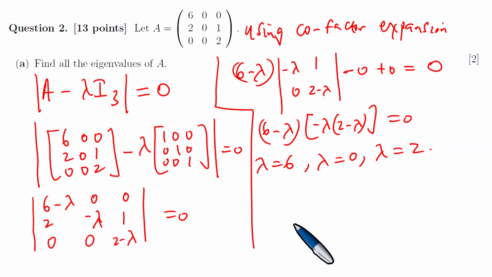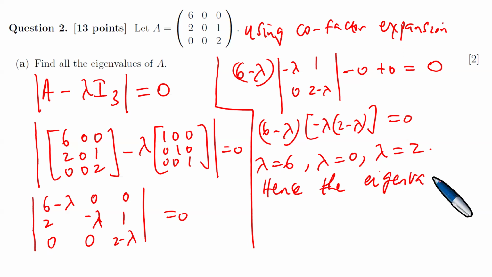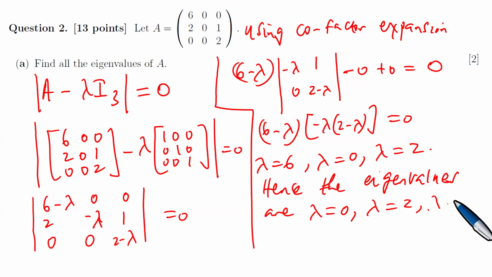Okay, so these are the actual eigenvalues. The eigenvalues are exactly this one. So you can continue to say, hence the eigenvalues are lambda equals 0, lambda equals 2, lambda equals exactly 6, like so.